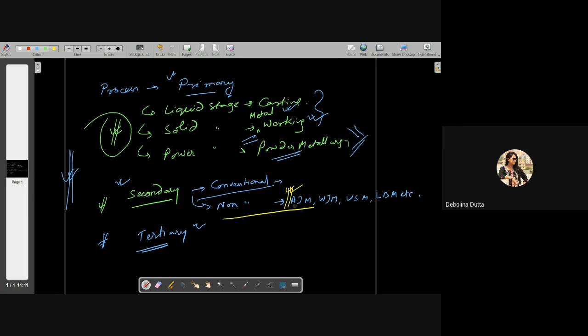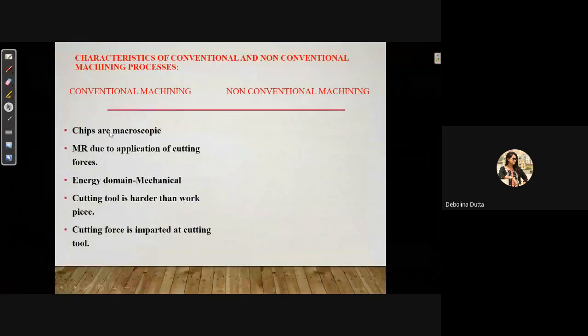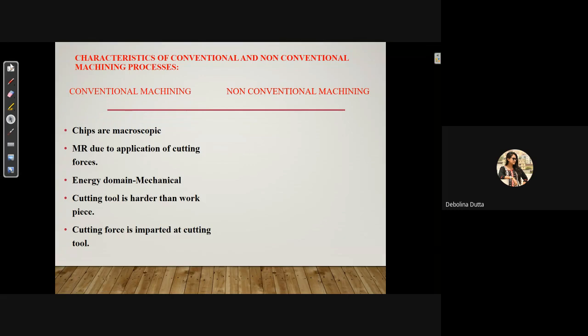Okay, so let's proceed, but before that I think we need to know what the conventional machining process and non-conventional machining process are, and what the basic differences are. As I already mentioned, what is the conventional machining process and the non-conventional machining process. In conventional machining we have turning, grinding, milling, drilling, etc.